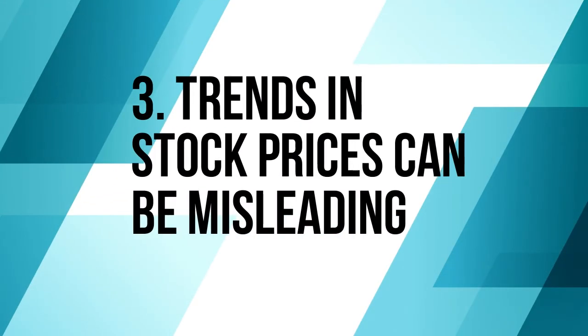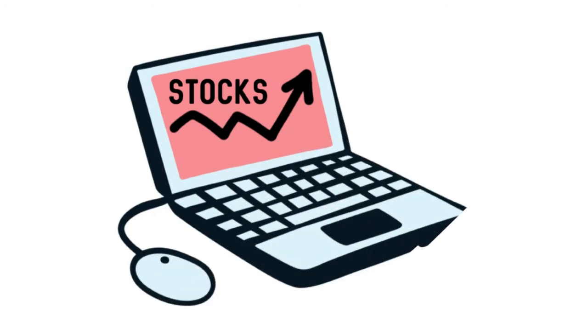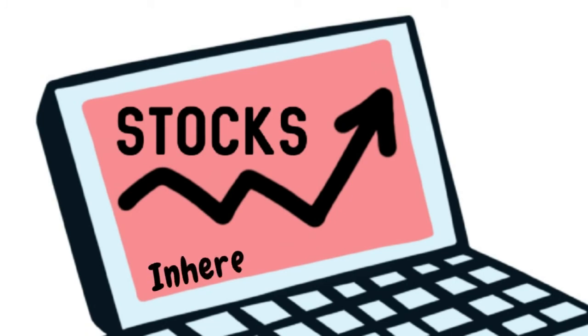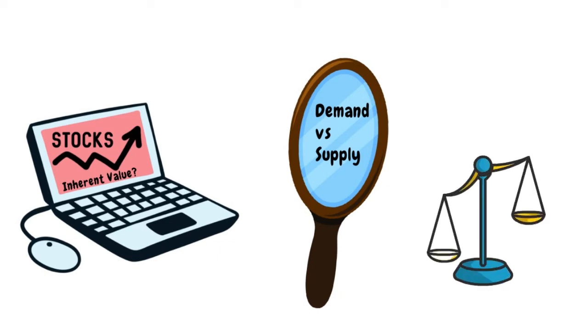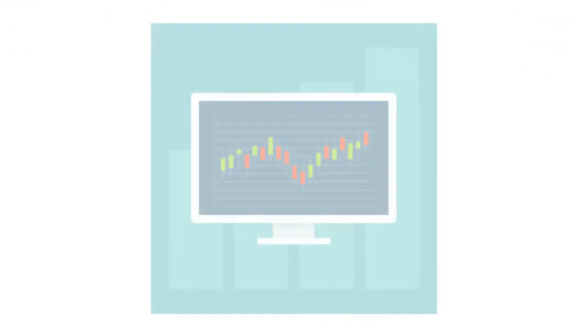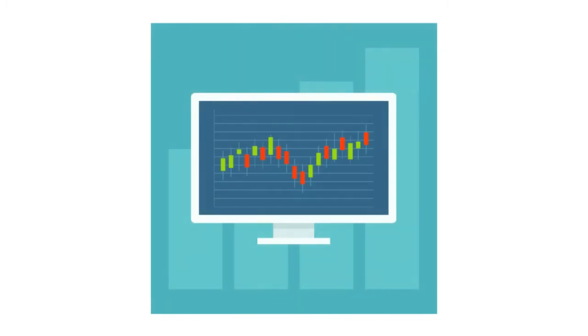Number 3. Trends in stock prices can be misleading. There's a difference between the price of a stock, or anything for that matter, and its inherent value. Remember, the price is simply a reflection of demand and supply. That is, the price at which people are willing to buy and sell. This means that it's very common for stocks to be overvalued or even undervalued on the market. The same holds true for the overall trend of stock prices, represented by stock market index values.